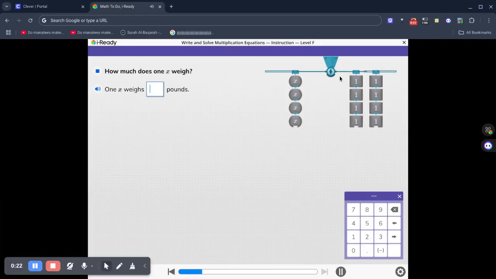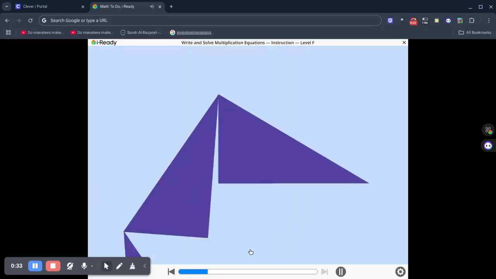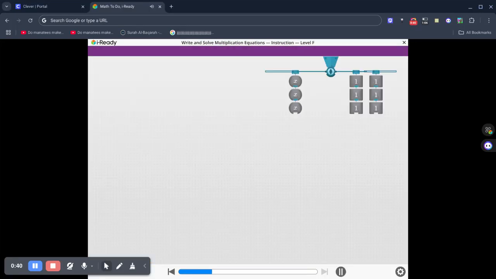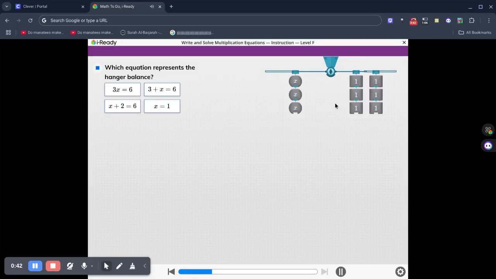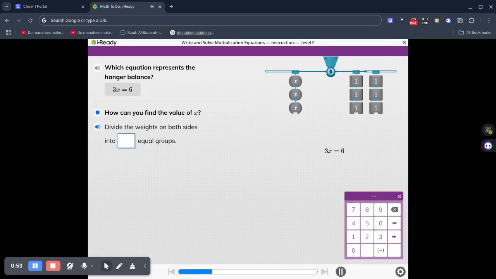How much does 1x weigh? Good. Which equation represents the hanger balance? How can you find the value of x?